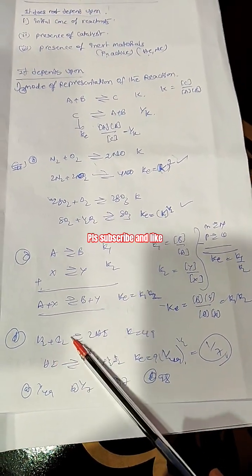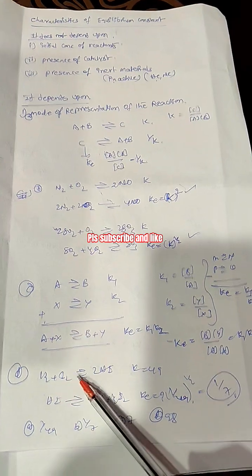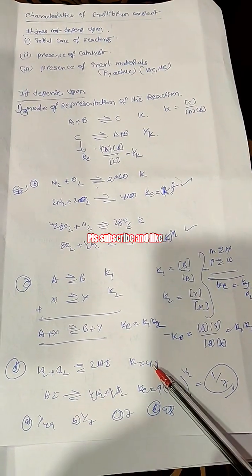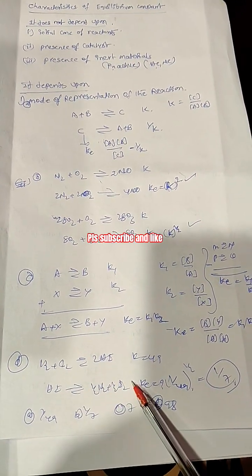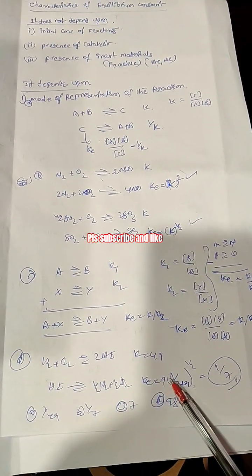For example, I give the question: H2 plus I2 gives rise to 2HI, K is equal to 49. Then if you reverse this one, and write it as 1 by 2 H2 plus 1 by 2 I2, what is the equilibrium constant K?